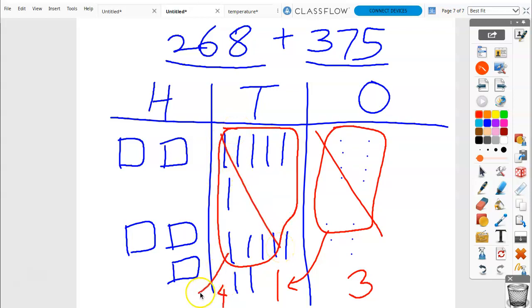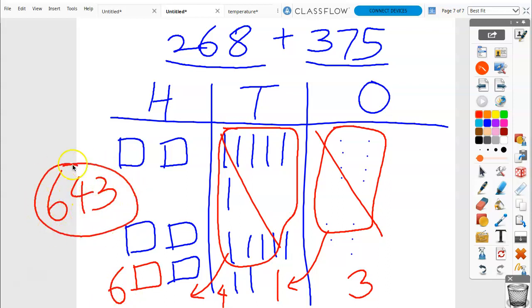These tens here will become 100. And we have 600 left. So my final answer would be 643. That is one of the most basic and common ways our students like to use to solve addition problems.